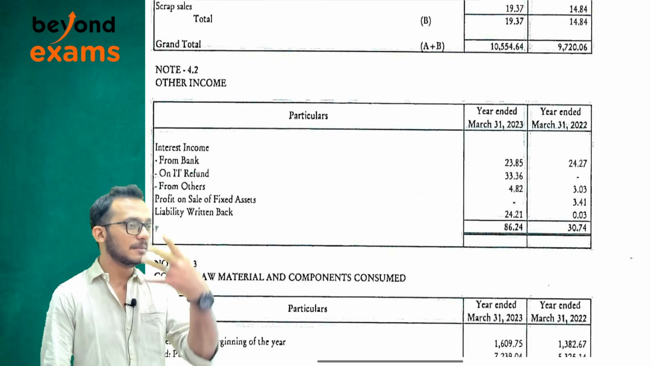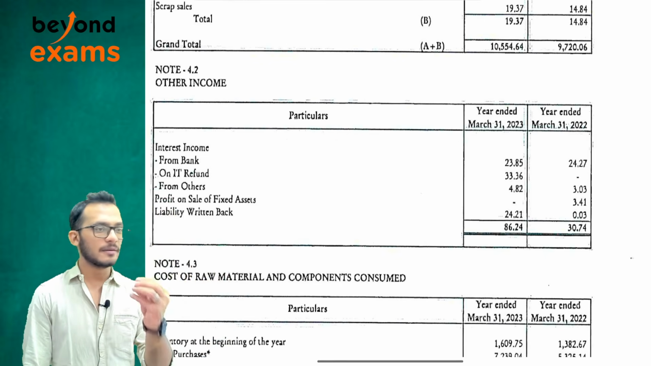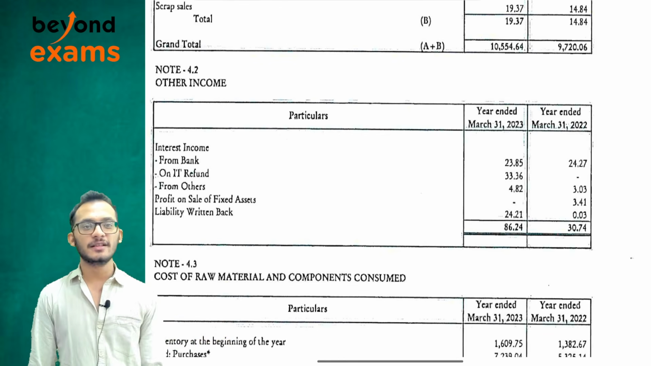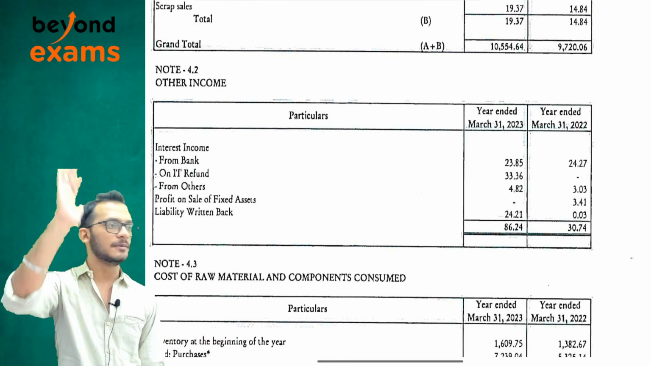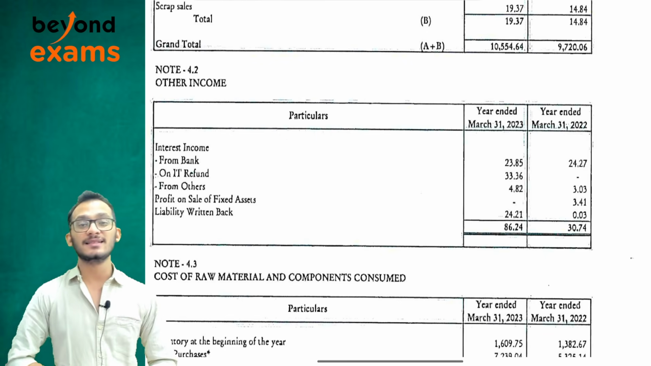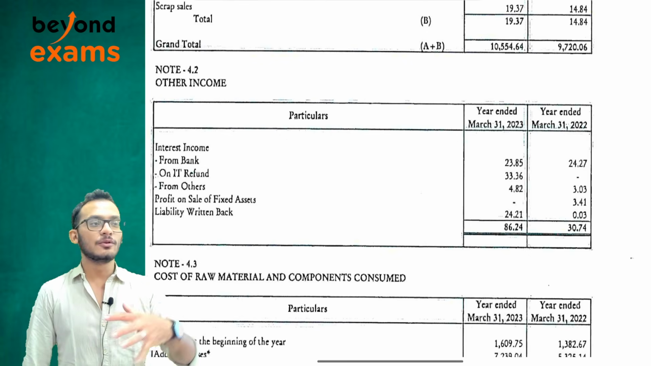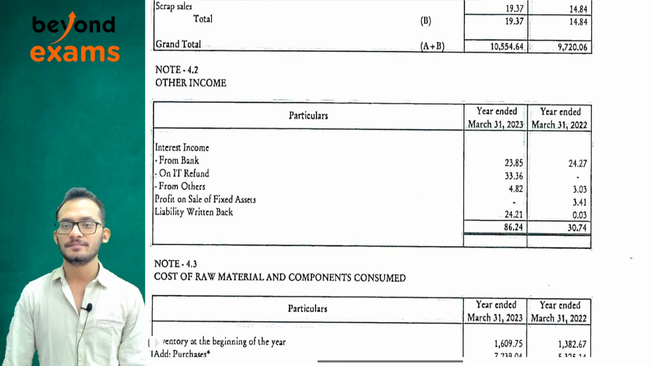I'm not sure why people, even qualified people, don't understand this. Even qualified CS have made horrible mistakes. They'll take this profit on sale of asset, remove it from PGBP and take it in the depreciation schedule. What you're going to reduce from depreciation is not the profit, it's the sale value. You can't reduce the profit from the depreciation schedule. That's a horrible, horrible mistake. Now, Rahul, I don't know where the sale value is. Where can I find it?